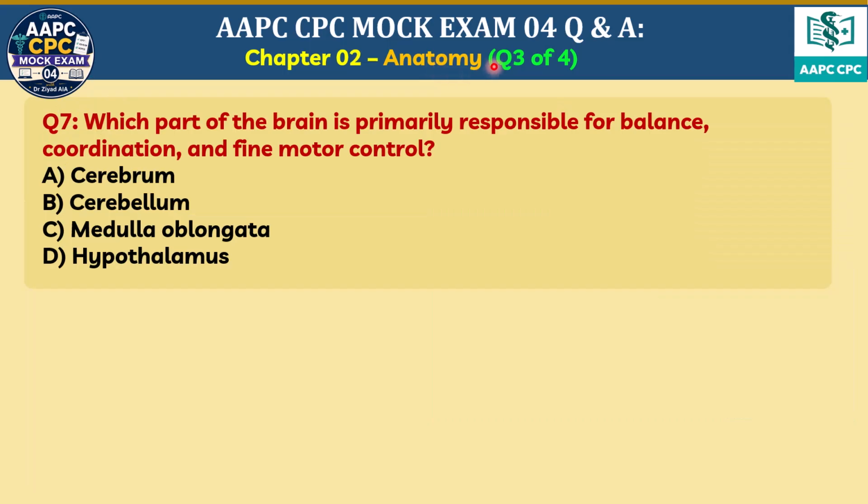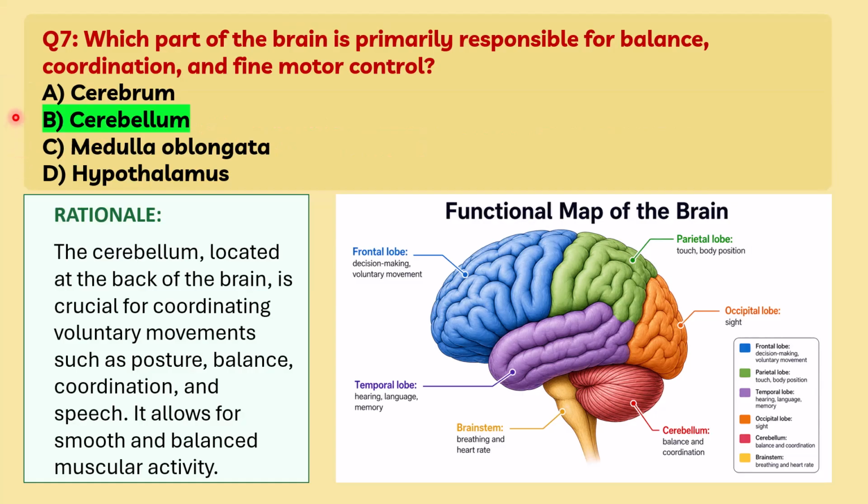Question number 3 of anatomy, that is question number 7 of the mock exam. Which part of the brain is primarily responsible for balance, coordination, and fine motor control? A. Cerebrum. B. Cerebellum. C. Medulla oblongata. D. Hypothalamus. Think the answer. The correct answer is B. Cerebellum.